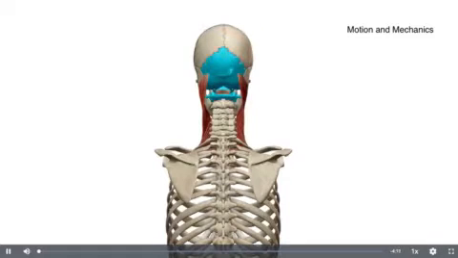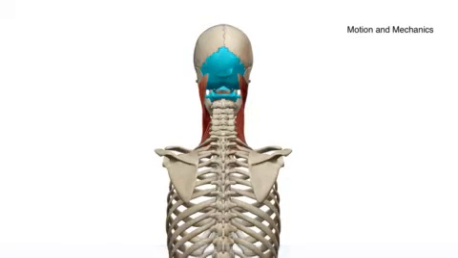In this video, we shall be looking at motions and mechanics. We shall be looking at the OA, which is the occipital atlantal area. This is the occiput, and that is the atlas. That's what OA stands for.